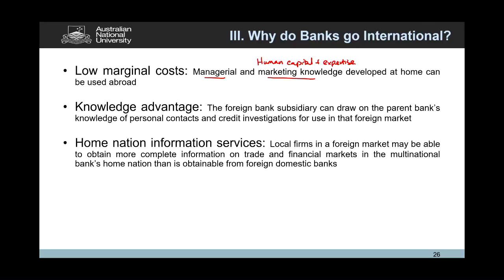Home nation information advantage. Local firms in a foreign market may be able to obtain more complete information on trade and financial markets in the multinational bank's home nation than is obtainable from foreign domestic banks. So what kind of organizational form do you think fits this purpose the best? Subsidiary, maybe just purely from an informational perspective. What kind of organizational form is the best?